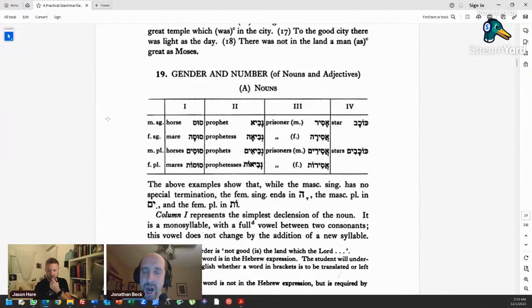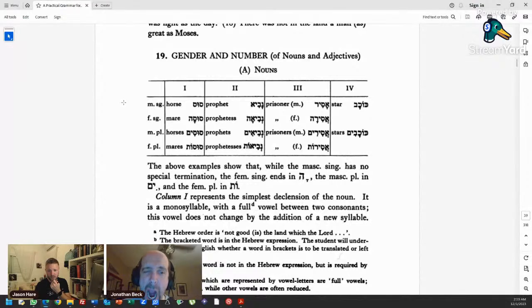For the next section, we're doing gender and number. That is, masculine, feminine, singular, plural. Sus, susa, susim, susot. It is true that there are words like navi, nevi'ah, asir, asira. There are words that have masculine and feminine forms, but you can't take, for example, kochav, star, and say, I'm going to make a feminine form of the word star. There is no feminine form of the word star.